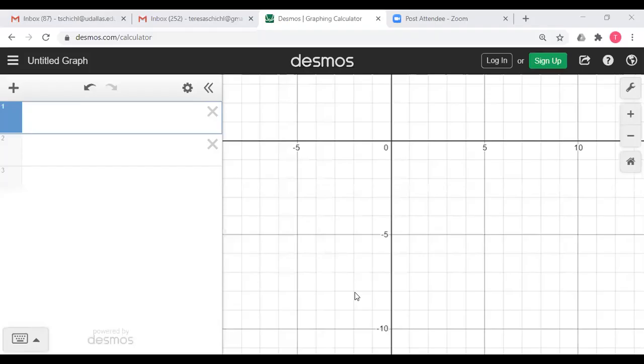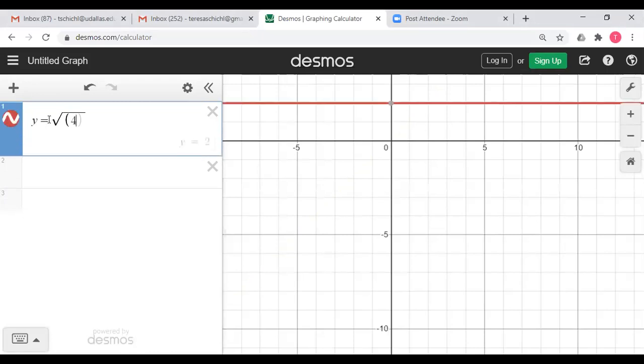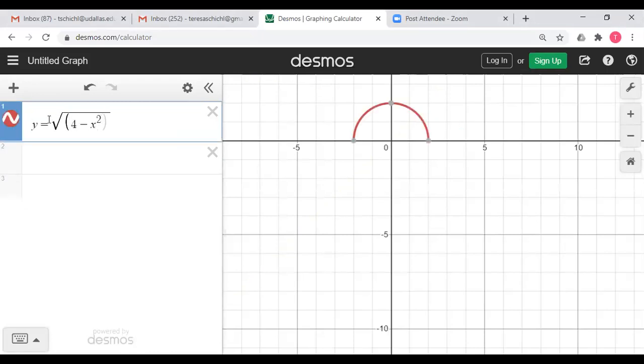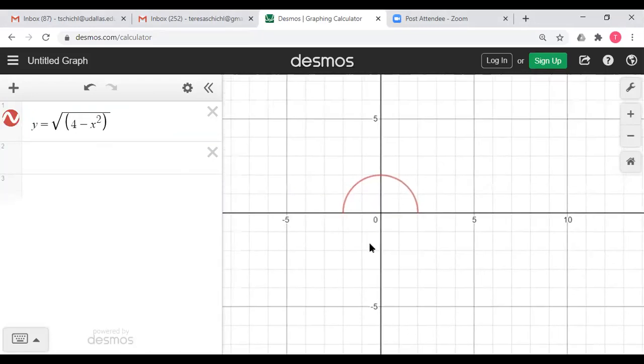Okay, so this is Desmos, and I think Desmos is a very good graphing tool. Right now, I'm going to graph y equals the square root of 4 minus x squared, okay? As you can see, this is what the graph looks like. The x range is from -2 to 2, then the y is from 0 to 2.